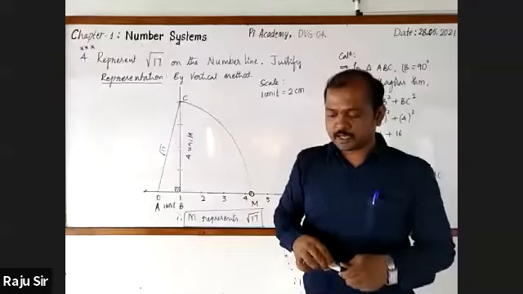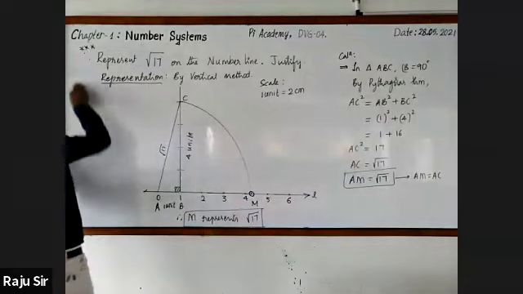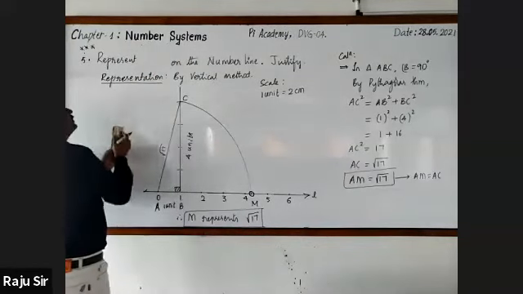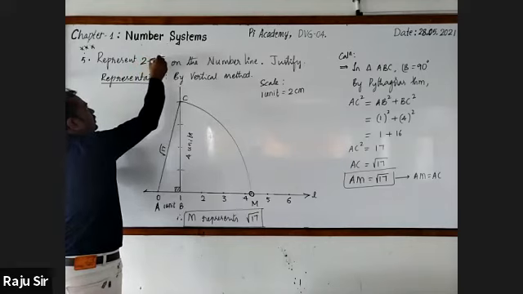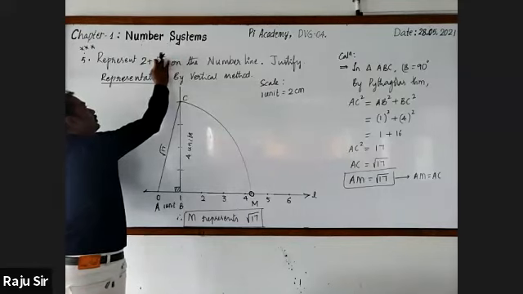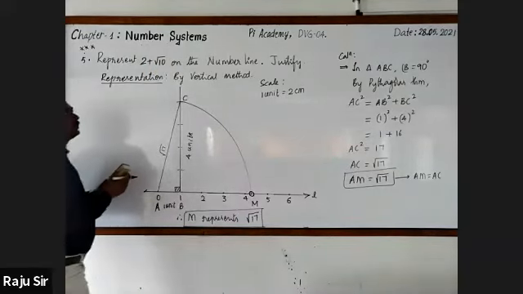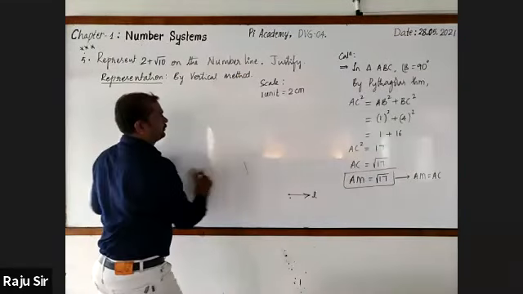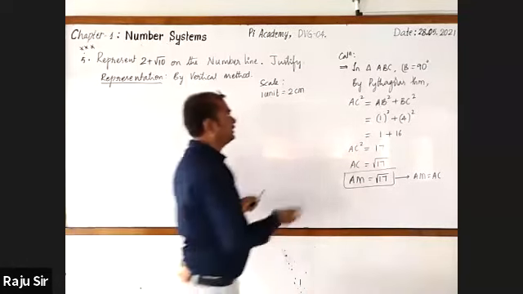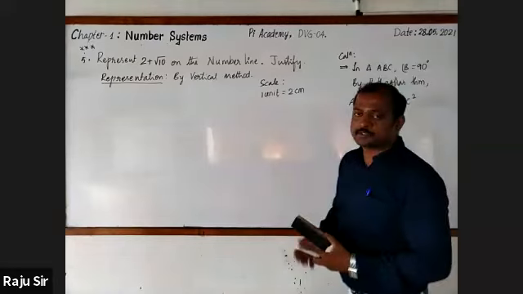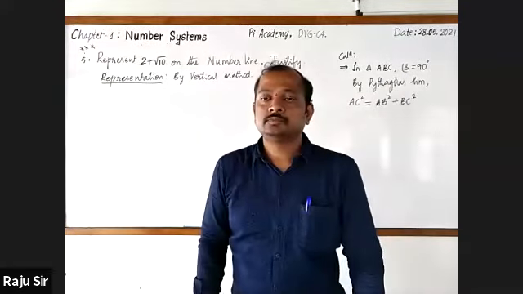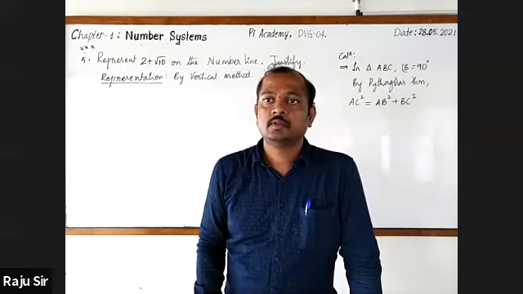This fifth one. Represent 2 plus root 10 on the number line and justify.